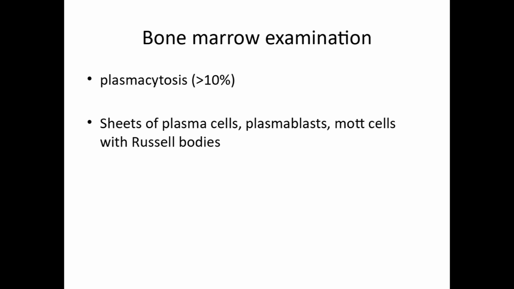Mott cells are there, which are plasma cells with numerous vacuoles in the cytoplasm. Each of those vacuoles is called a Russell body, and in those vacuoles there will be immunoglobulins. Sometimes the nucleus itself will show a vacuole. It's a pseudo inclusion actually, called a Dutcher body.